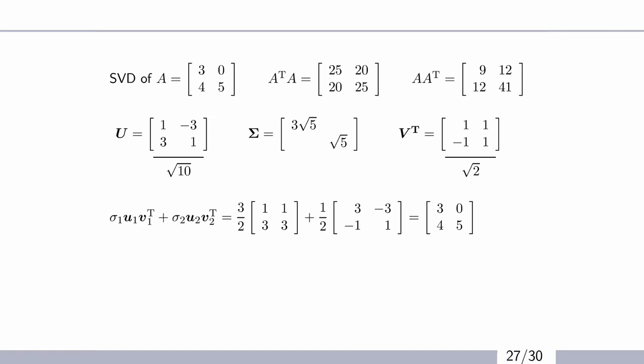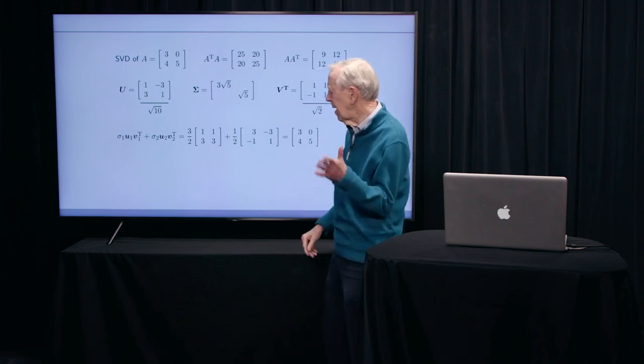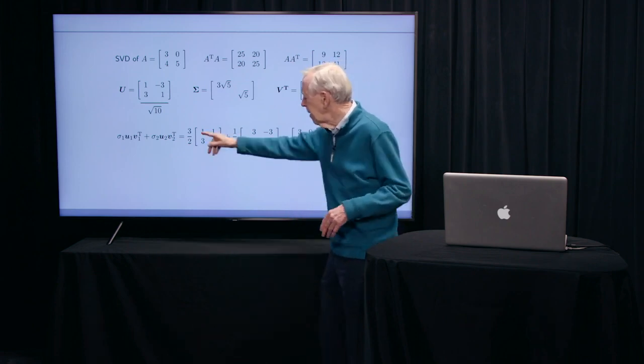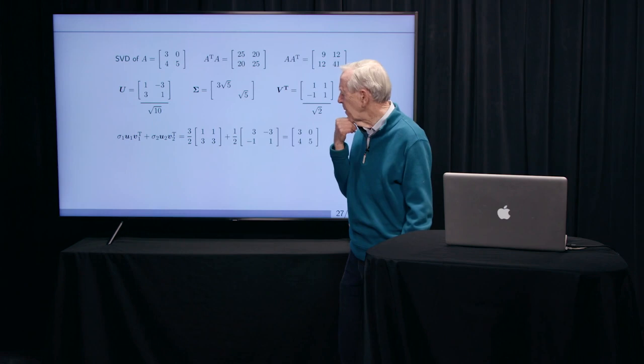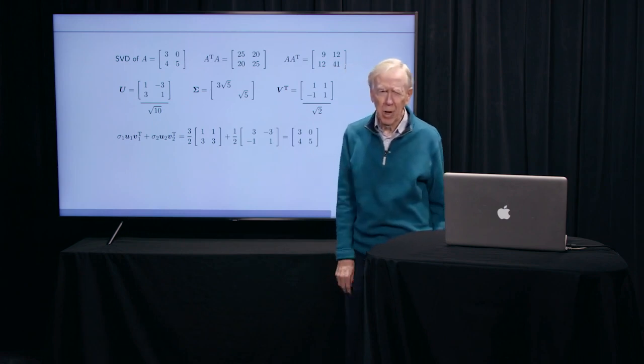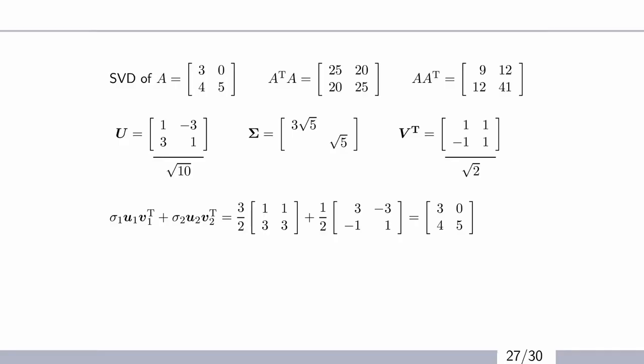So it's broken my matrix into a couple of pieces, one for the first singular value and vector, and the other for the second singular value and vector. And that's what data science wants. Data science wants to know what's important in the matrix. Well, what's important is sigma 1, the big guy. Sigma 2, you see, was 3 times smaller, 3/2 versus 1/2.